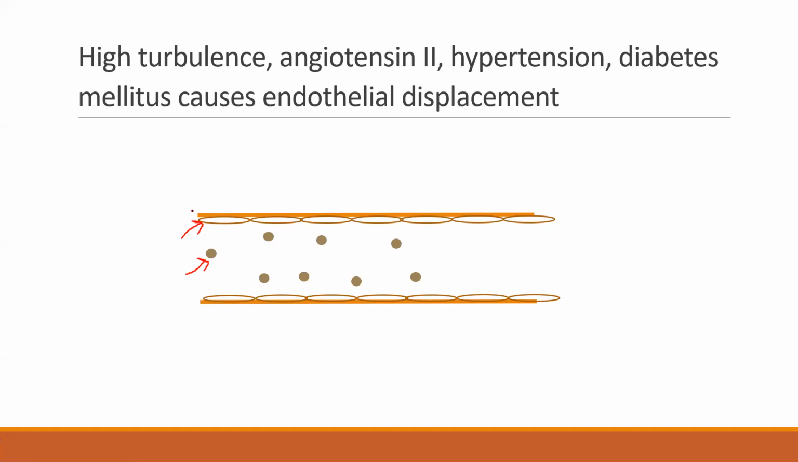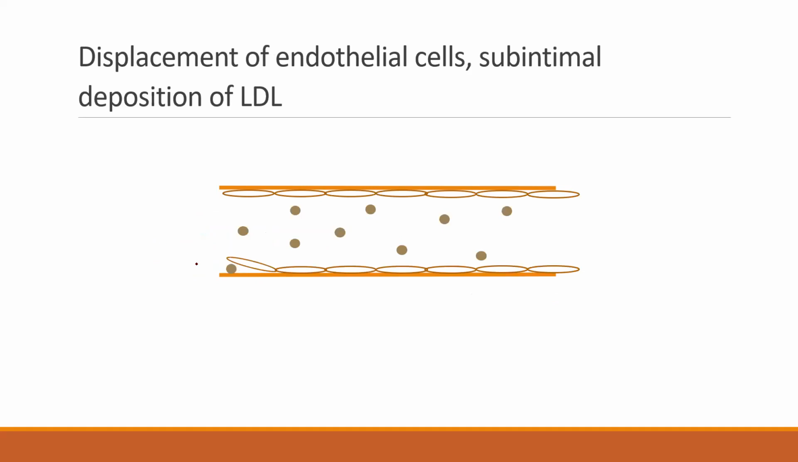When you have turbulence, or if you have hypertension or diabetes, or also angiotensin II, these endothelial cells will tend to peel off their basement membrane. When they peel off this basement membrane, LDL can now swoop in underneath and take up residence underneath here. So in the next slide, we see exactly that has happened. Here's your LDL that's snuck underneath here.